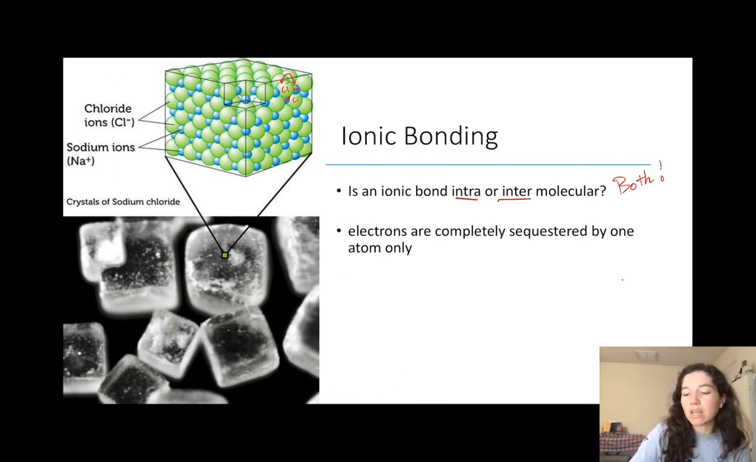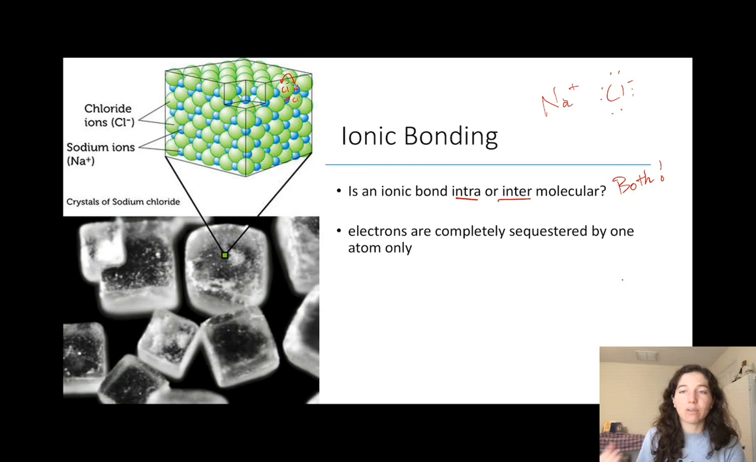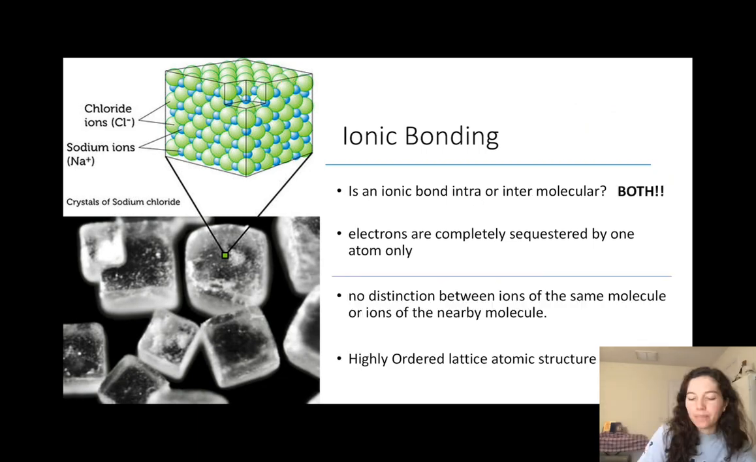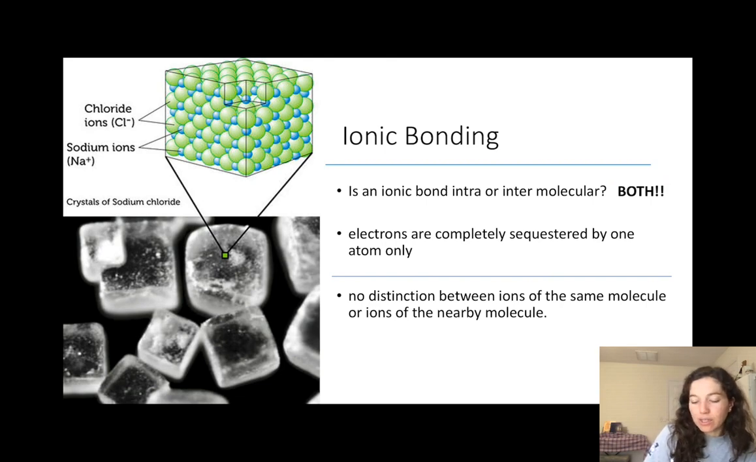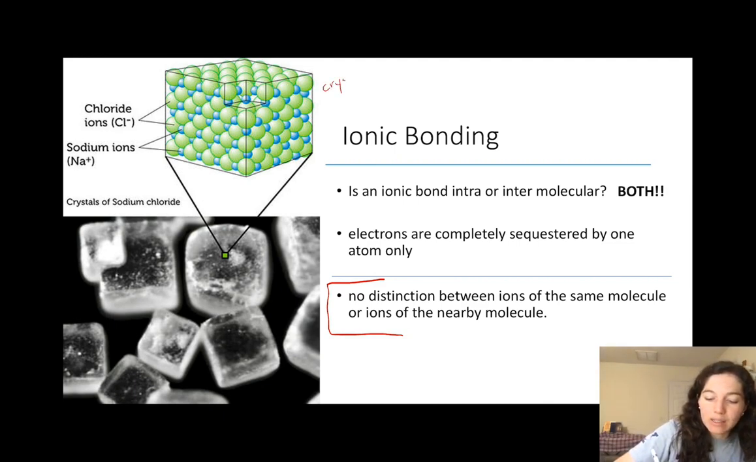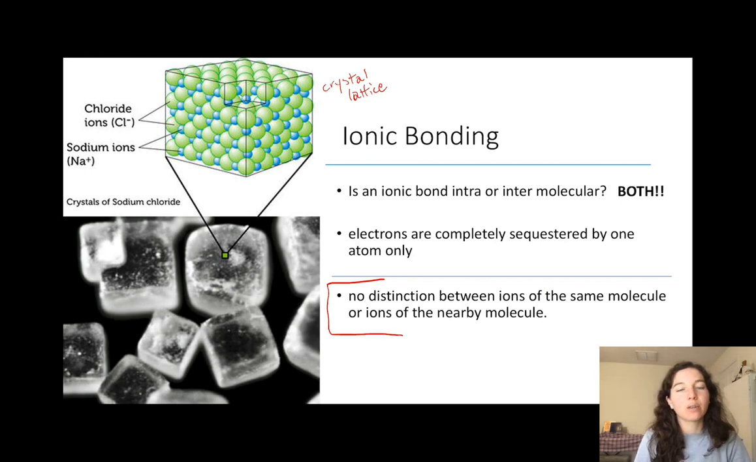Remember that with our ionic bonding, we have electrons that are sequestered by only one atom only. So in this case, chlorine takes all of them, and sodium is left with no valence electrons. So it takes an electron from sodium in order to gain its full octet. The other thing that we saw is that there's no distinction between ions of the same molecule or ions of a nearby molecule because salts occur in these crystalline structures with these crystal lattices. And it's just not clear where one molecule starts and the other one stops. It's just one big continuous structure. So we don't have that distinction.